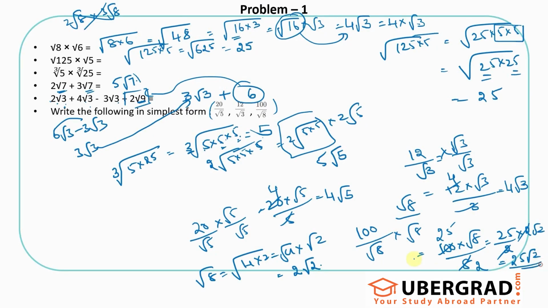So be careful with this. This is not the simplest form. You can simplify it further like this. The simplest form is when I cannot simplify the value inside the root also further. Root 3 is the simplest, root 5 is the simplest, and here root 8 is not the simplest form. I can still get it out to root 2, but root 2 is simplest, so that's why I'm stopping it here. 25 root 2 is the value for it.